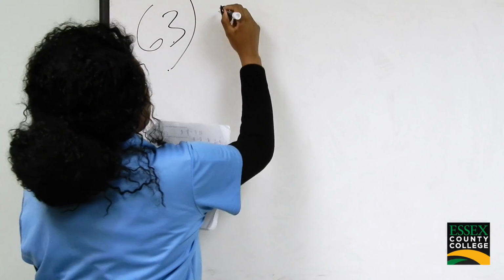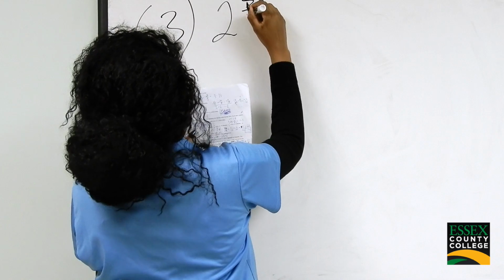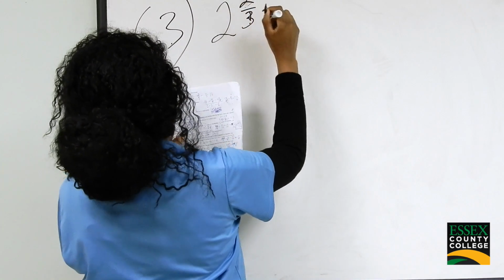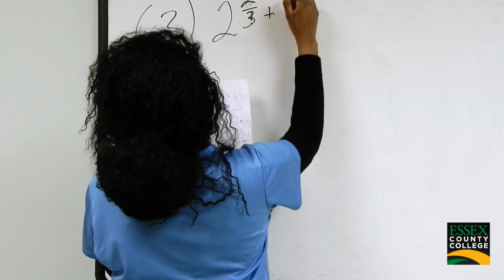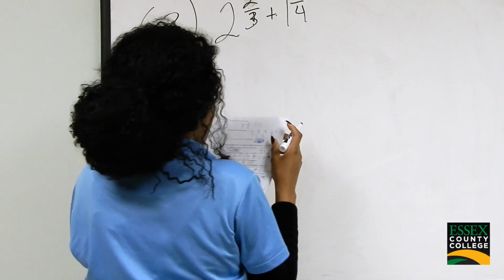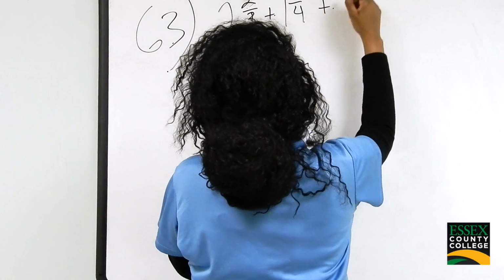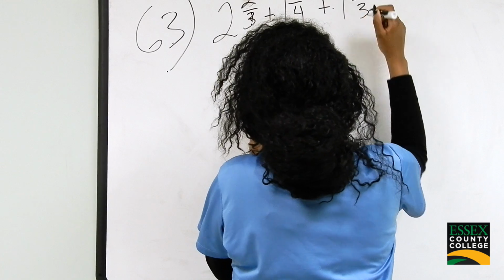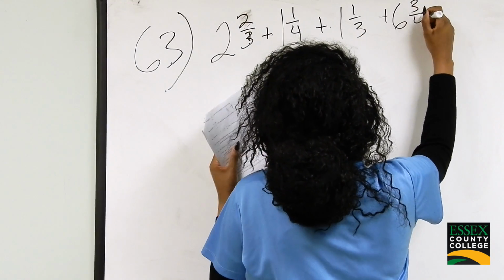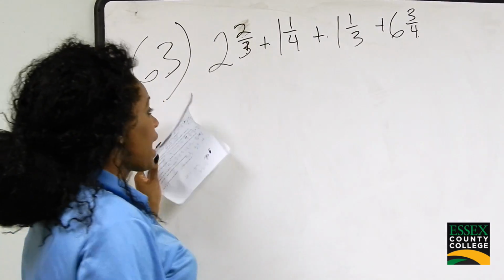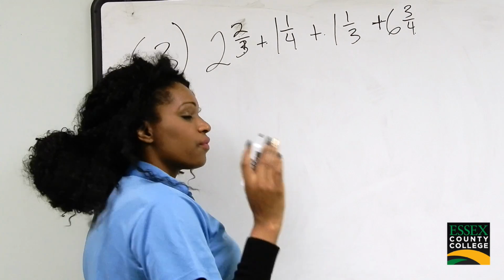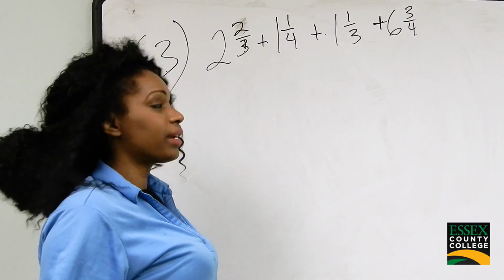We know that he had 2 2/3 hours on Monday. He then worked 1 1/4 hours on Wednesday, plus another 1 1/3 hours on Friday, and he worked 6 3/4 hours on Saturday. And so we need to add these numbers together to get his total hours of overtime for the week.